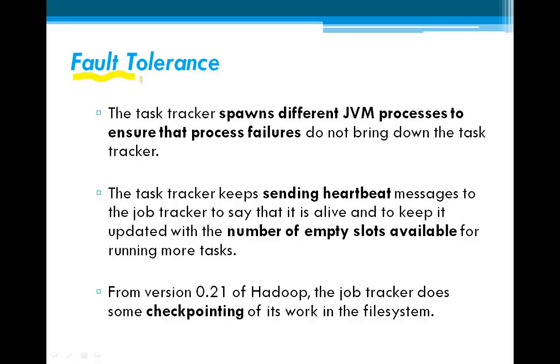Now comes fault tolerance. The task tracker opens child processes like JVM processes, which are used at the time when any single child is down. The task tracker will be running; it will not be down. The task tracker keeps sending heartbeat messages to the job tracker to say whether it is alive or not. And it also sends some block reports that show whether there are any empty slots to process other tasks or not. From version 0.21 of Hadoop, the job tracker does some checkpointing, which is like a snapshot, and that is used at a time when there is a system failure.